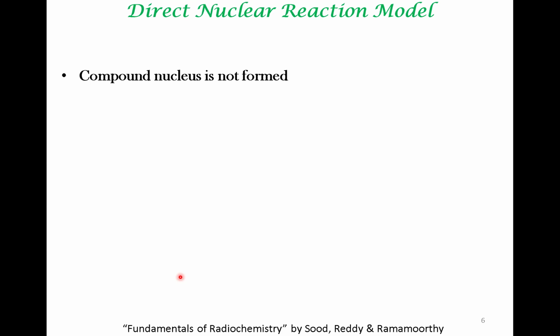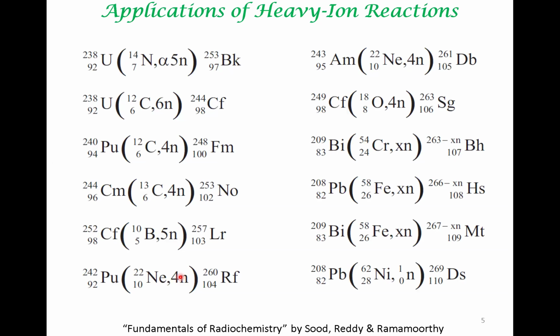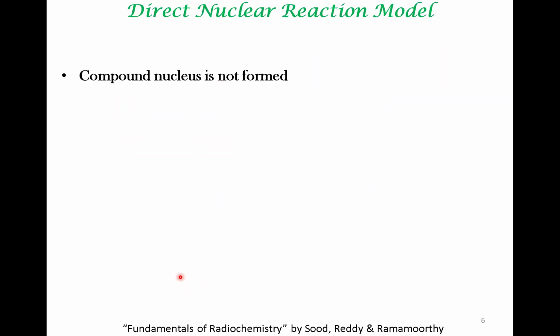Most of the models that we discussed more elaborately had to do with what is called a compound nuclear reaction model. There is another model which is also well quantified, and there are fairly good theoretical description available, but we will not look into this elaborately in this course. These are so-called direct nuclear reaction models. In this, a compound nucleus is not formed.